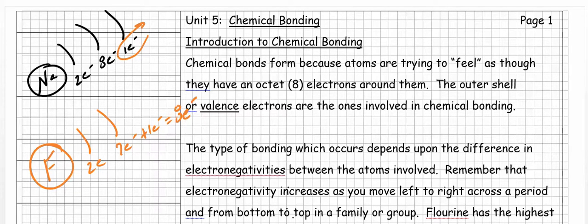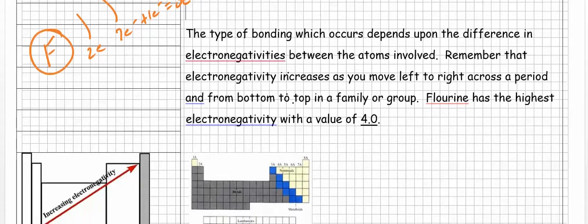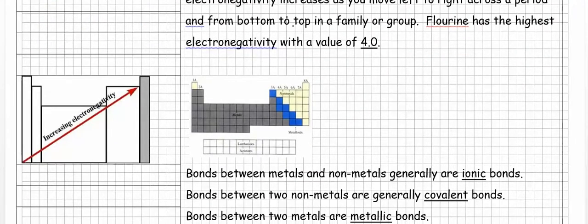The type of bonding then which occurs depends upon the difference in electronegativities between the atoms involved. Remember that electronegativity increases as you move from left to right across the periodic table, and from bottom to top in a family or group. Fluorine has the highest electronegativity of all with a value of 4.0. So electronegativities, we won't worry about units, but I do want you to remember that fluorine in the upper right-hand corner is going to have an electronegativity of 4.0. So again, electronegativity increases as you move from lower left to upper right in the periodic table.